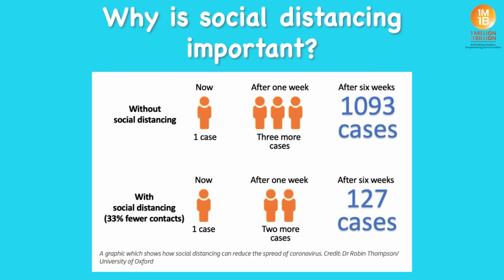Why are social distancing and lockdown important? If you can look at the picture, without social distancing, if we have one case, after 1 week there would be 3 more cases, but after 6 weeks we would have more than 1,000 cases. But if we follow social distancing, now if we have one case, after 1 week we would have 2 more cases, and after 6 weeks we would have just cases below 150. That is why social distancing is called the first line of defense against COVID-19.